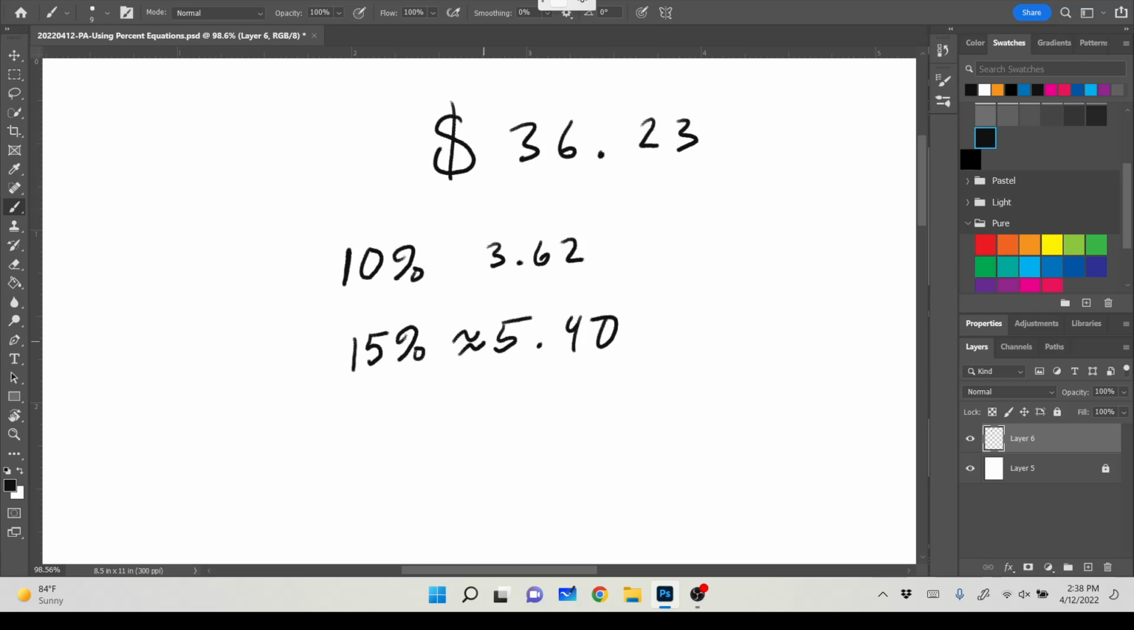And then, depending on how great your server was, you either round up a little bit or round down a little bit. Or you can do it really easy and go with 20% and just double that number. You end up with $7.20. There you go. There's lesson 7.4.